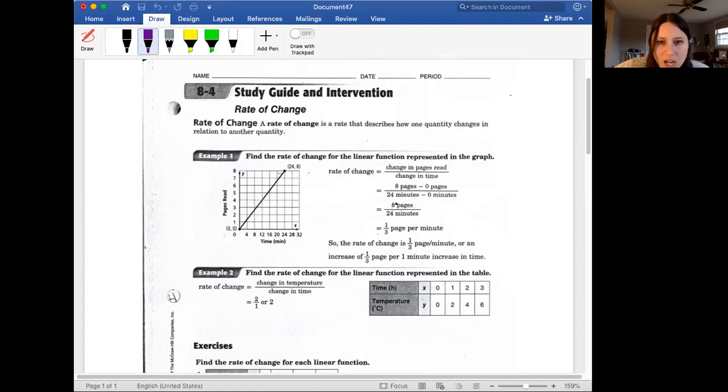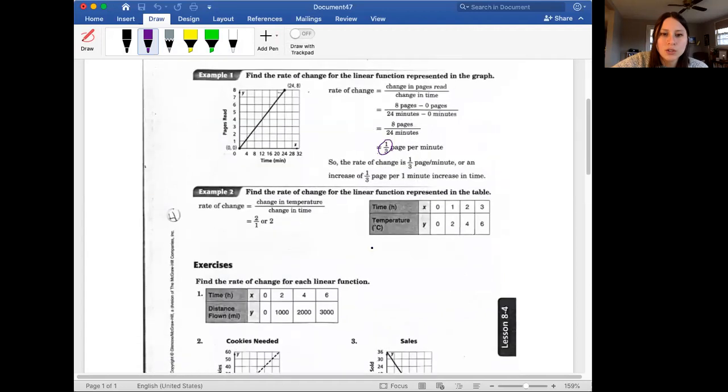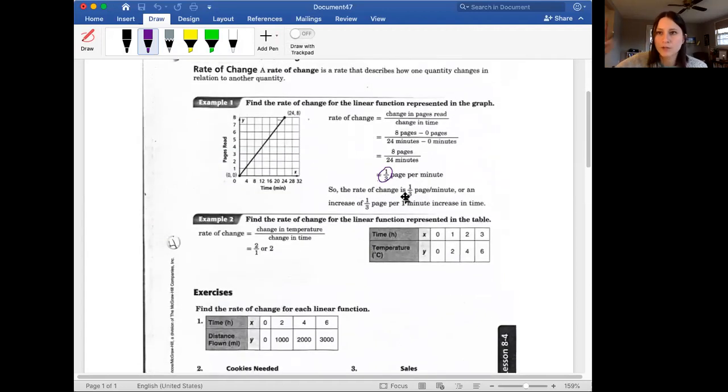And so the rate of change is 8 pages every 24 minutes. When we simplify this, it's 1 page per 3 minutes, or 1/3 of a page per minute. This describes it. You can look at rate of change without having a visual graph. You can look at it just by the chart.